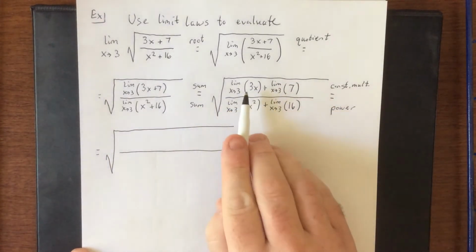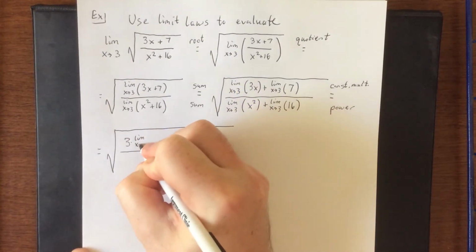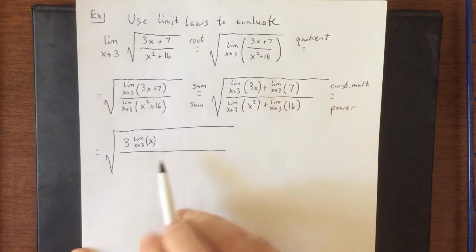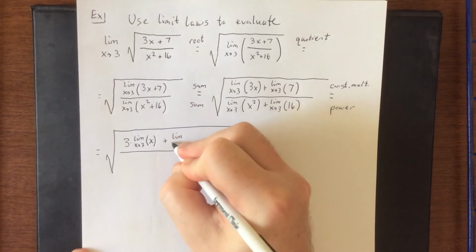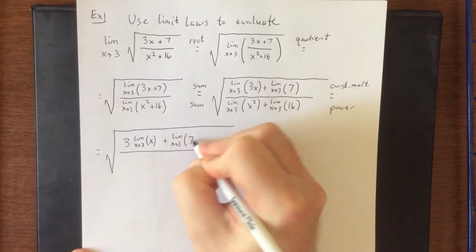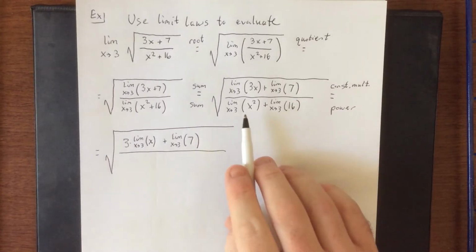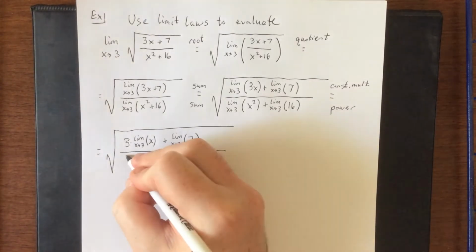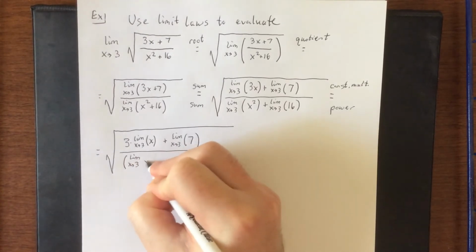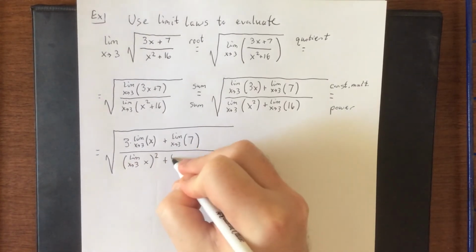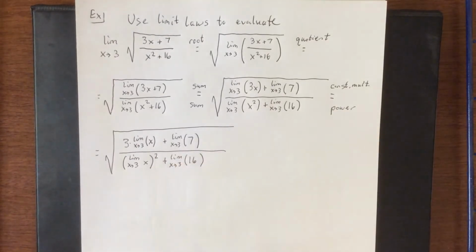So in the numerator, I can take this 3 and move it outside of the limit and say that this is 3 times the limit as x approaches 3 of x. That is one of our basic laws that we can actually evaluate. Then we have the limit as x approaches 3 of 7. That's a constant. That's another one that can be evaluated using one of those limit laws. In the denominator, because we had that square, we can now move the square to the outside and the limit to the inside. So the square goes on the outside, and then the limit as x approaches 3 of 16.